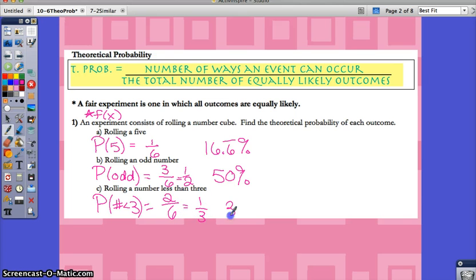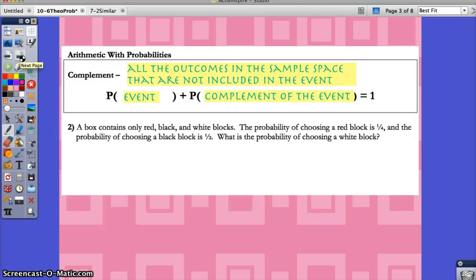And again, if I ask for the percent, it'd be 33.3 repeating percent. I wouldn't round them unless they tell you to. Well, the complement of an event is going to be all the outcomes that are in the sample space that are not included in the actual event. So basically, everything else that could happen.